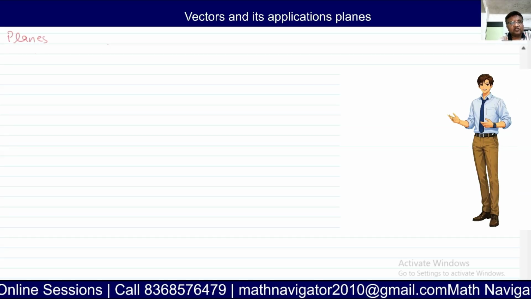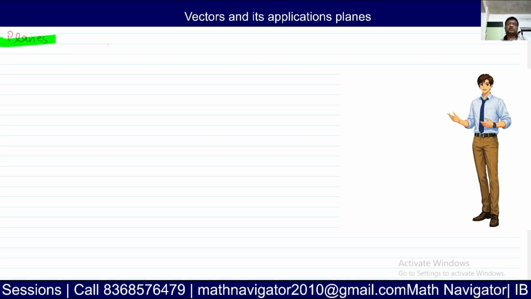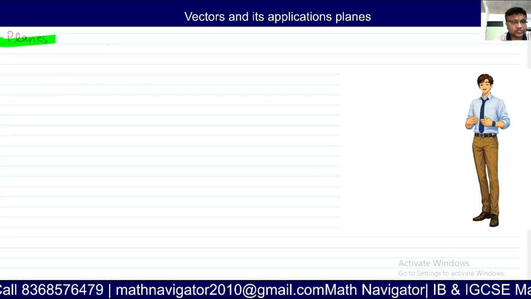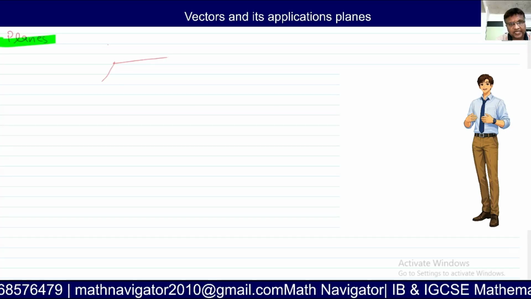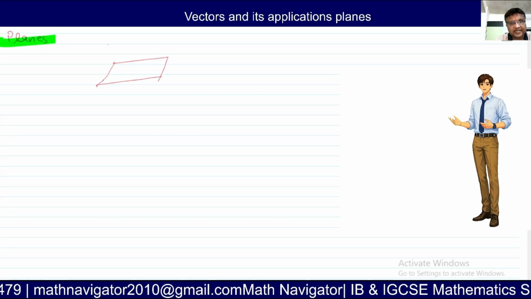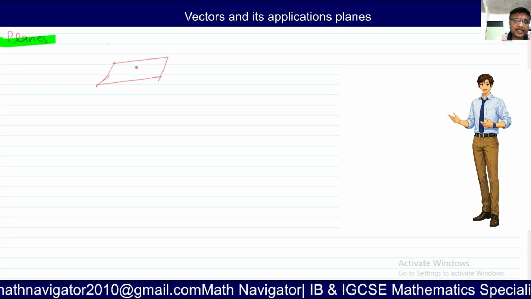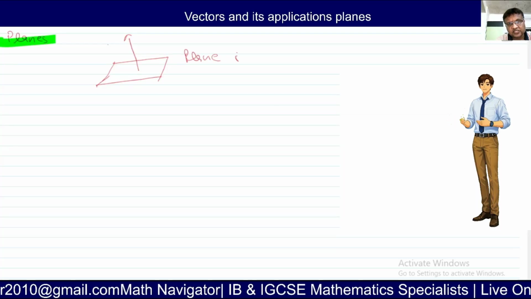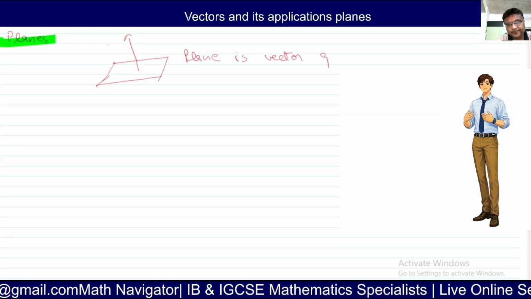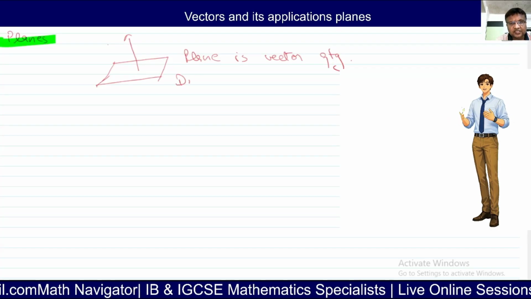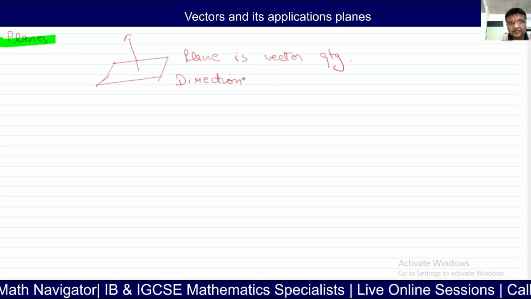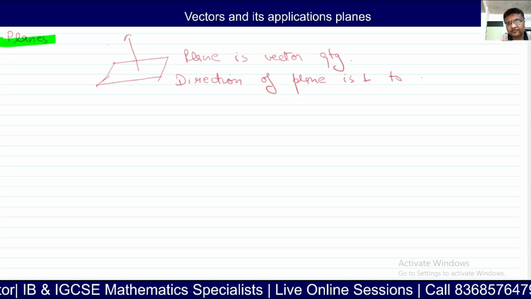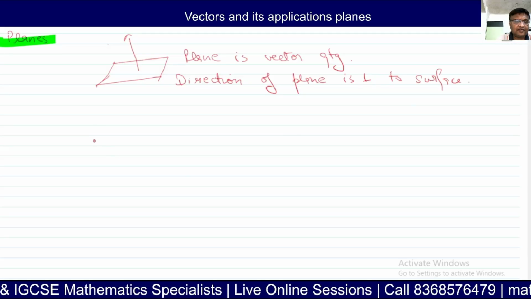Like when we did lines, we said that there is an equation of a line: vector equation, parametric equation, and Cartesian equation. Same way, for the plane also we have an equation. What is a plane? This thing is a plane, and plane is a vector quantity, right? And the direction of the plane is perpendicular to the plane. So plane is a vector quantity, and the direction of the plane is perpendicular to the surface. So in this, we have two types of equations.